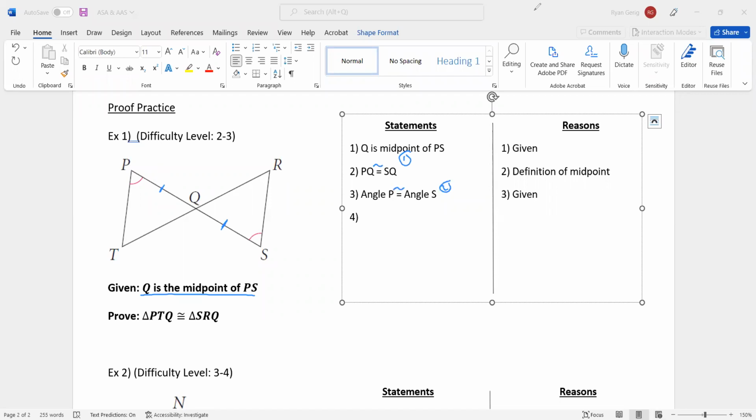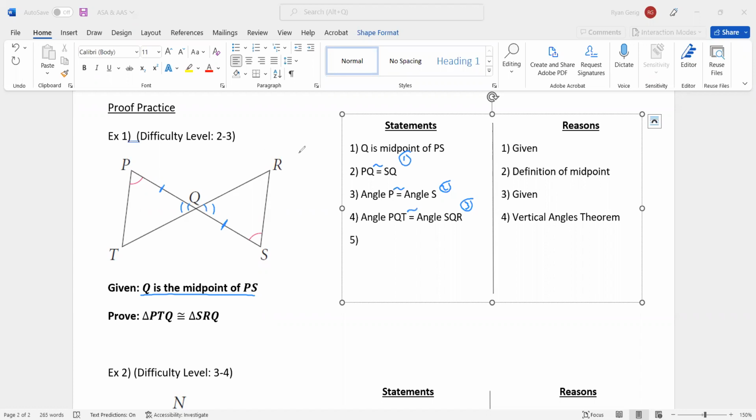What's the third one? Well, we talked about it already on the front. We have vertical angles here, don't we? So I could say angle PQT is congruent to angle SQR by the vertical angles theorem. Go ahead and mark that. It's the third piece. That's good. That's what we wanted. And I'm going to mark it on the picture.